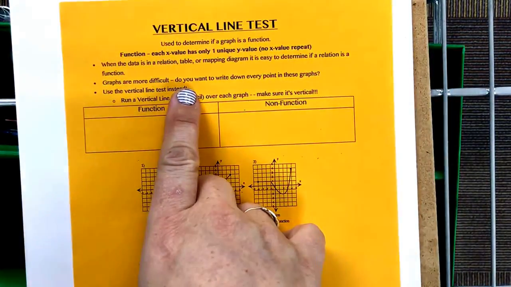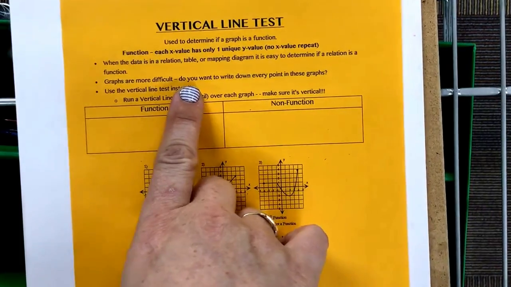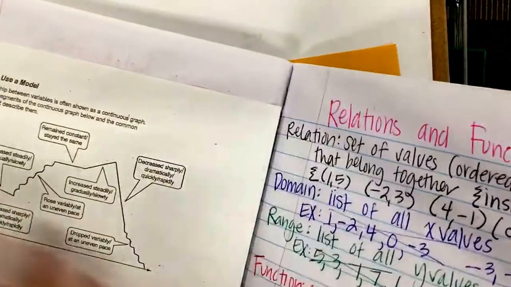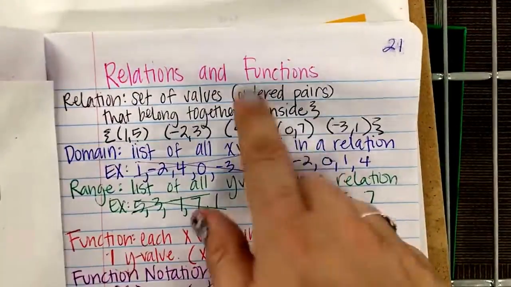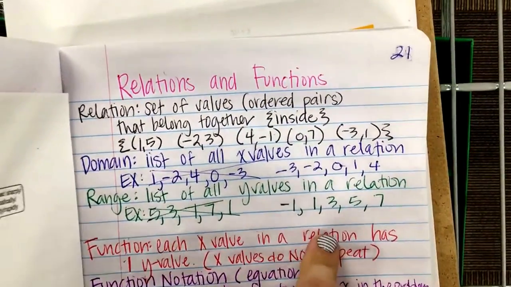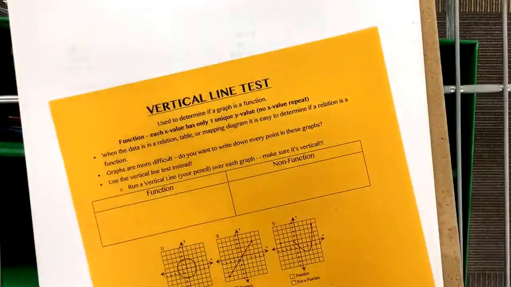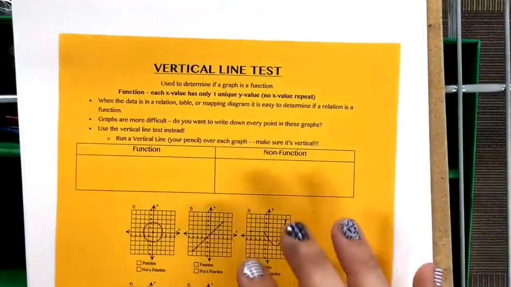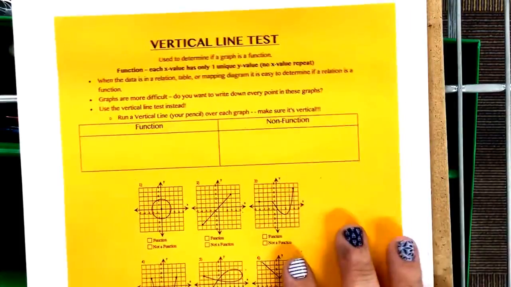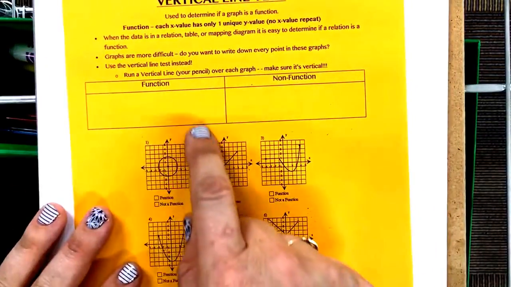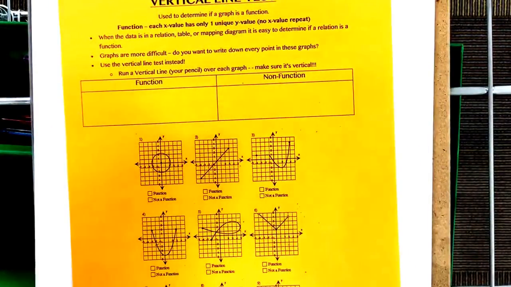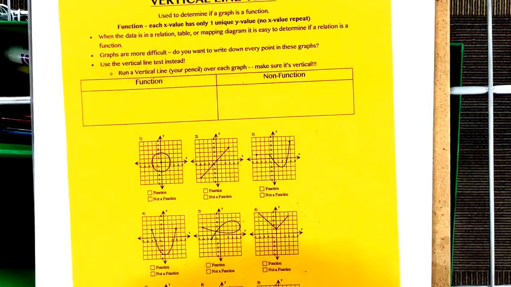Graphs are more difficult. So if they gave you a set of ordered pairs, would you want to draw a graph and plot them and try to figure it out? No. I mean, that's crazy, right? So you would look at the ordered pairs and determine it. But what if they gave you a graph? Do you want to write down every ordered pair on a line and then look to see? No, I don't want to do that. So we use this thing called the vertical line test.